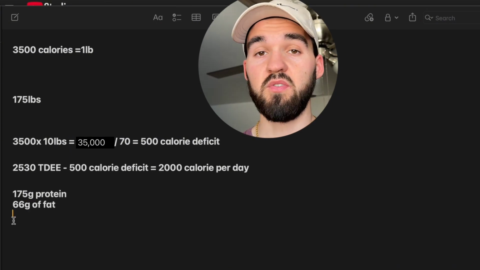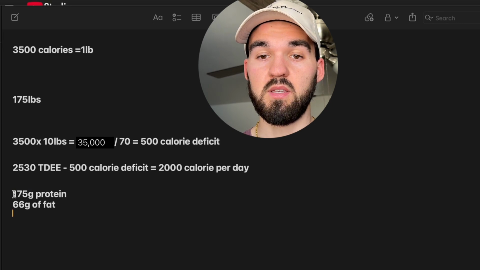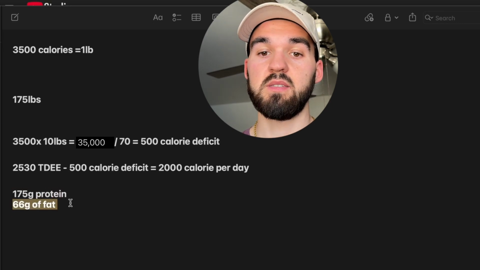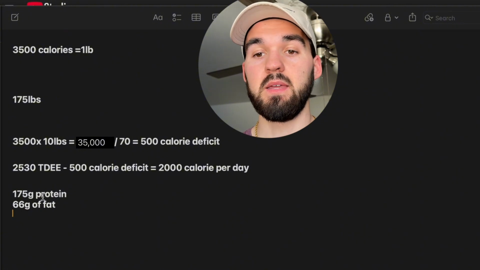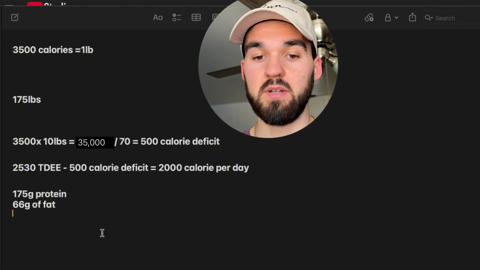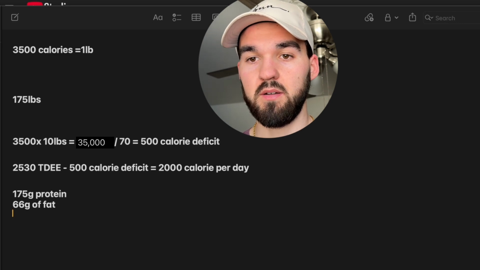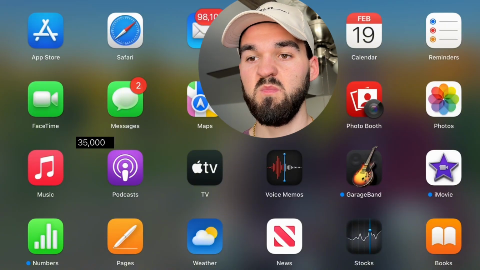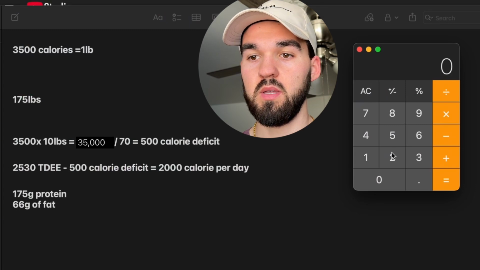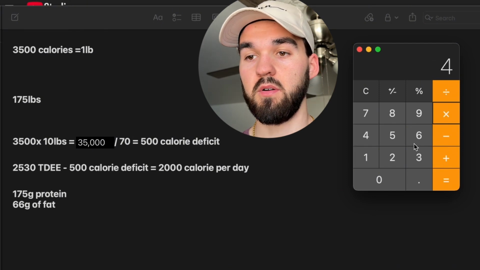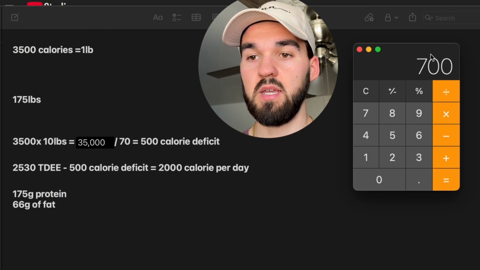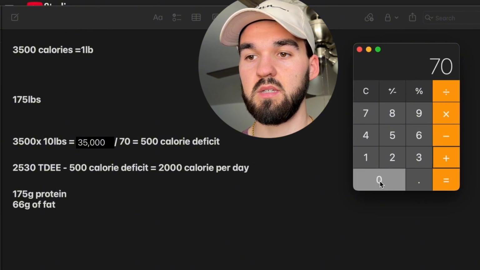And now the best way to figure out the carbs is to take your 175 grams of protein, add it to your 66 grams of fat, add the calories together, and then minus it from the 2,000 calorie diet. So let's pull that calculator back up here. And now we're going to go 175 times 4, because that's how many calories are per gram of protein. 66 times 9. We'll just say 600 to make it easy. So 600, then we're going to add them together, plus 700 calories.